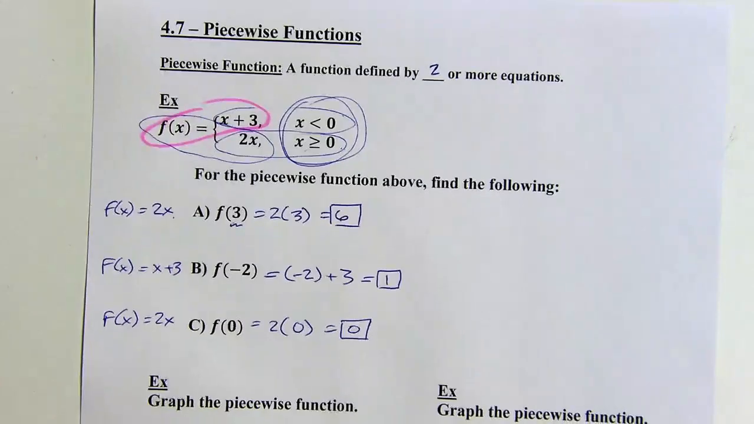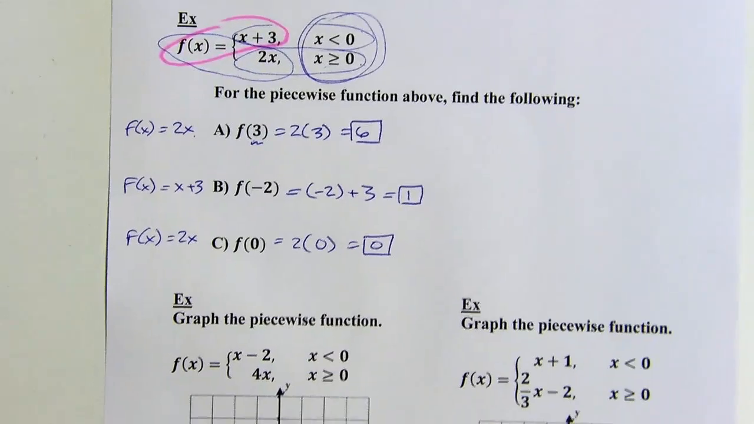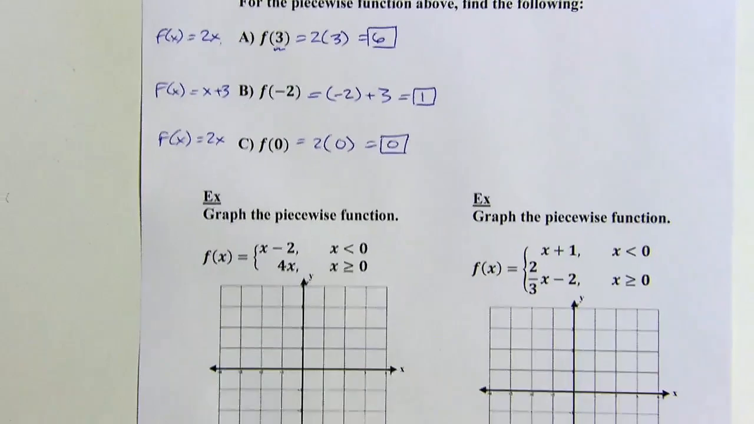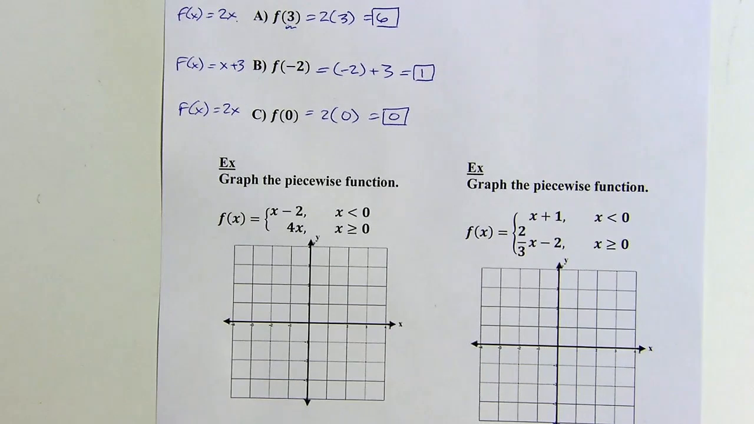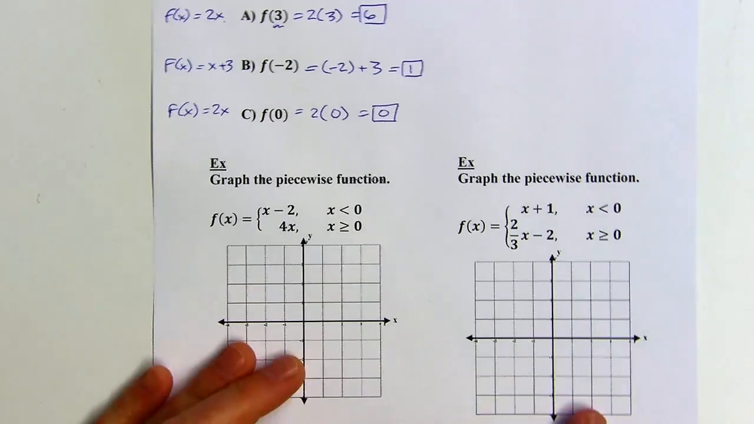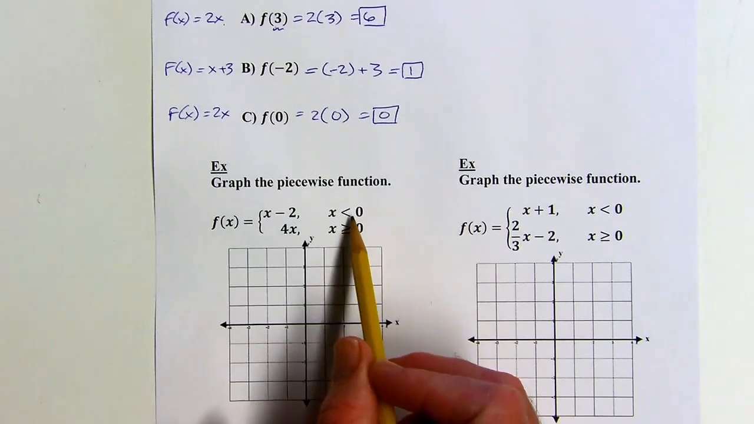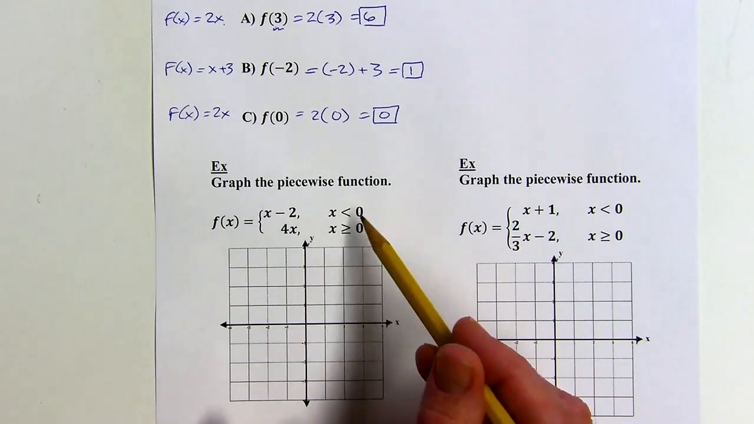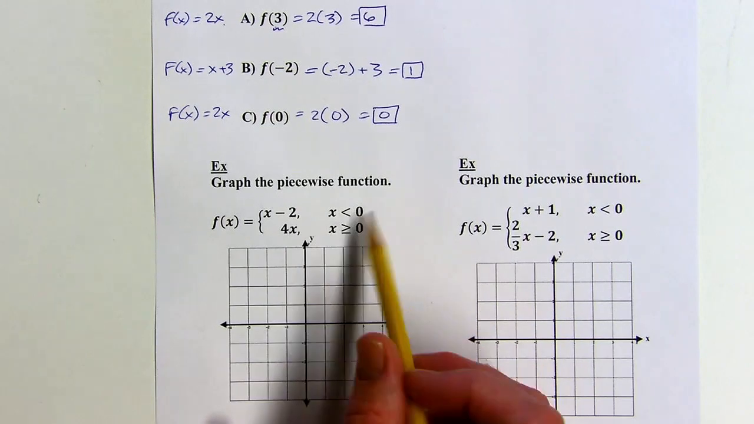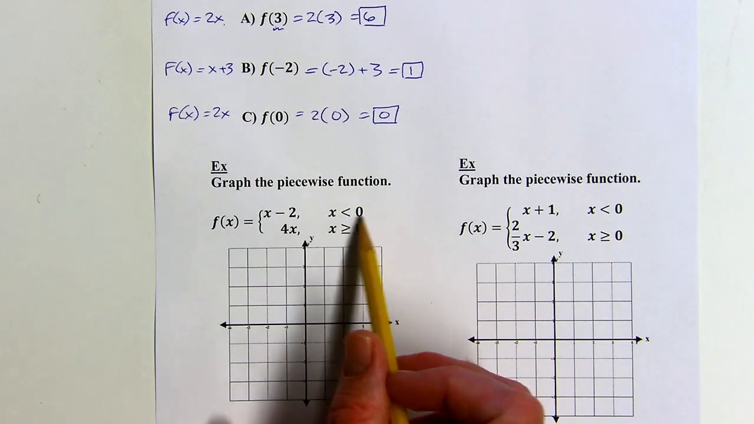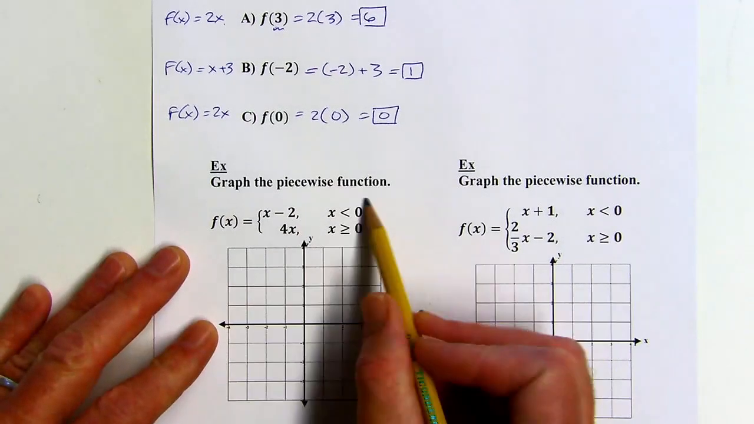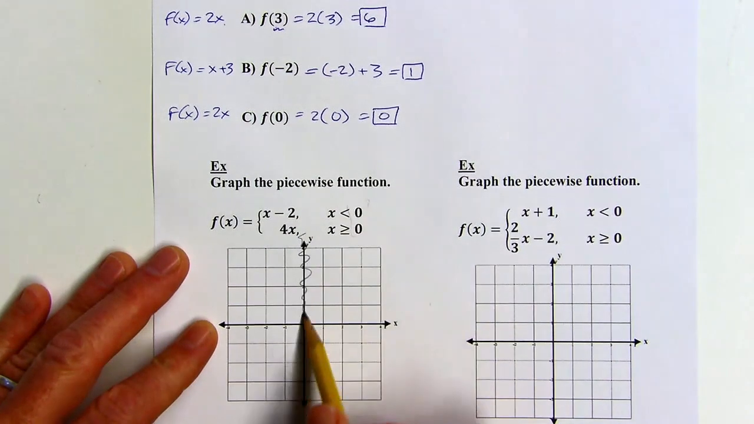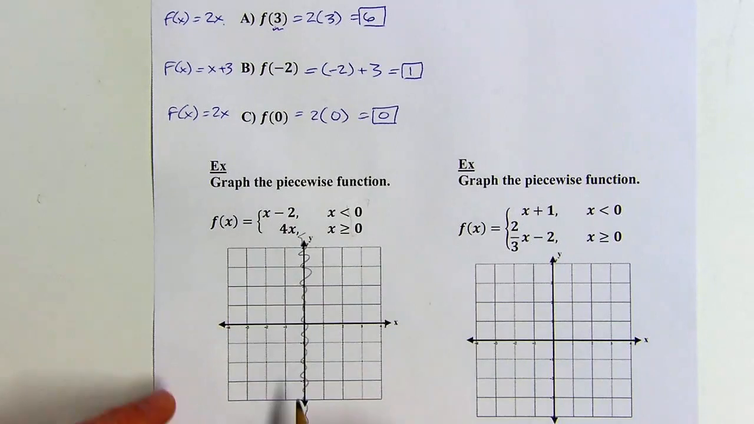All right, let's look at what some piecewise functions would look like graphed. This can be a little tricky, so what I like to do is split my graph up into sections. This one is very similar to the piecewise function above, where we're either using x values less than 0 or greater than or equal to 0. So the place where my graph is going to get split up is at 0.